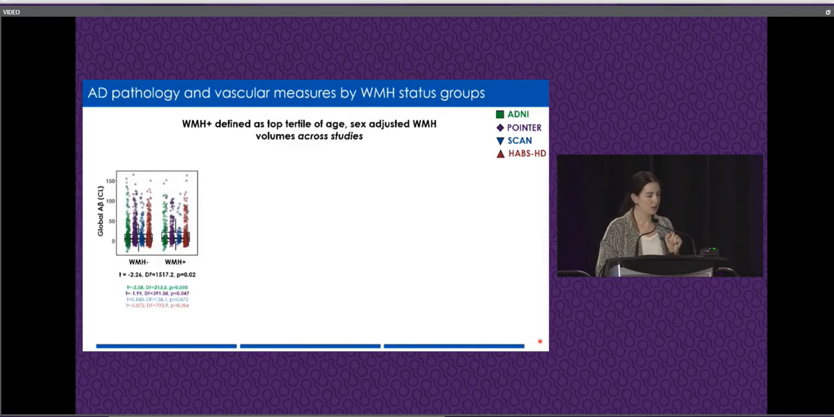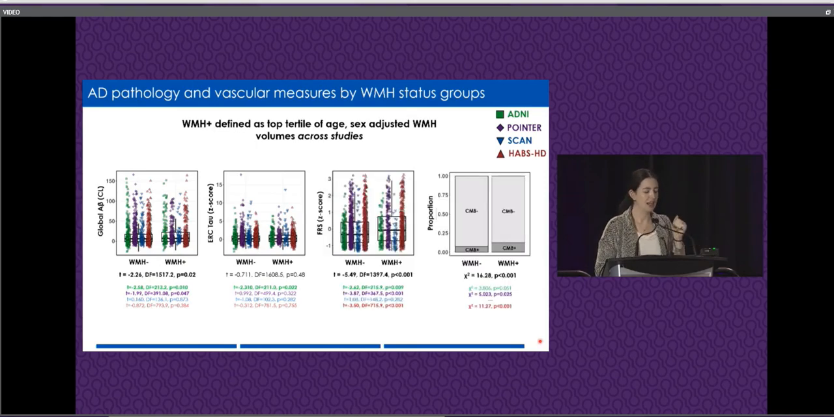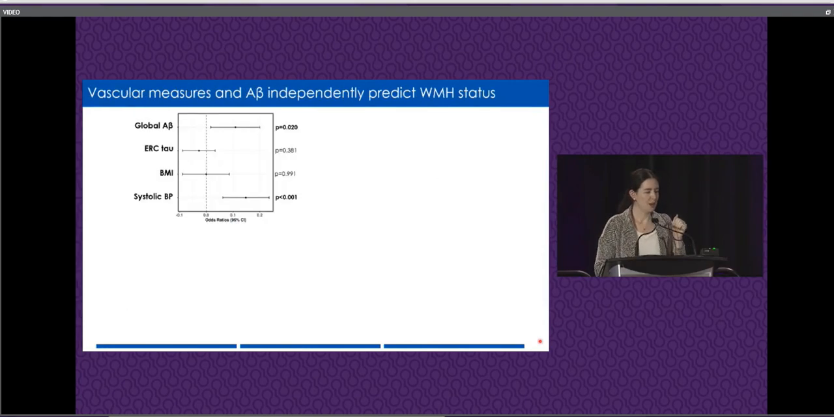So we were also interested in looking at white matter hyperintensity status. So we defined white matter hyperintensity positivity as the top tertile of our age and sex adjusted white matter hyperintensity volumes across samples, so in our pooled data set. And this is just a little bit of a review to show that we see the same pattern of effects using this dichotomous approach compared to the continuous approach. So again, a subtle effect of global amyloid, strongest in ADNI, no relationship with entorhinal tau except in ADNI, and an association with FRS and cerebral microbleeds. But this is all teeing up that we want to put all of these measures into the same model.